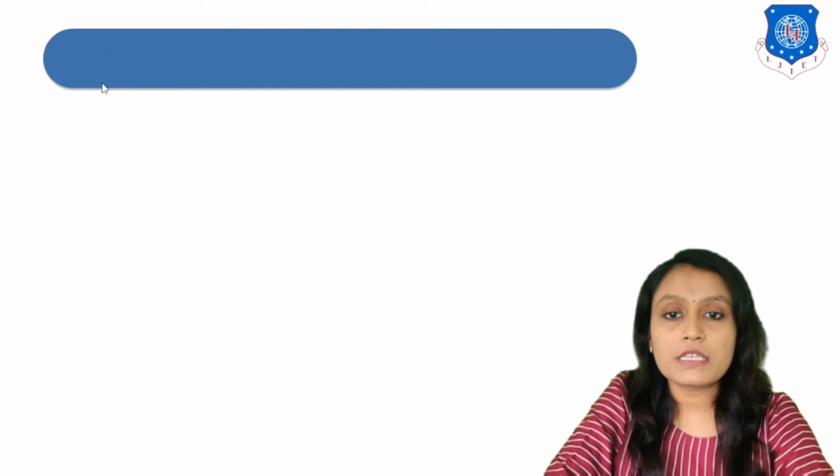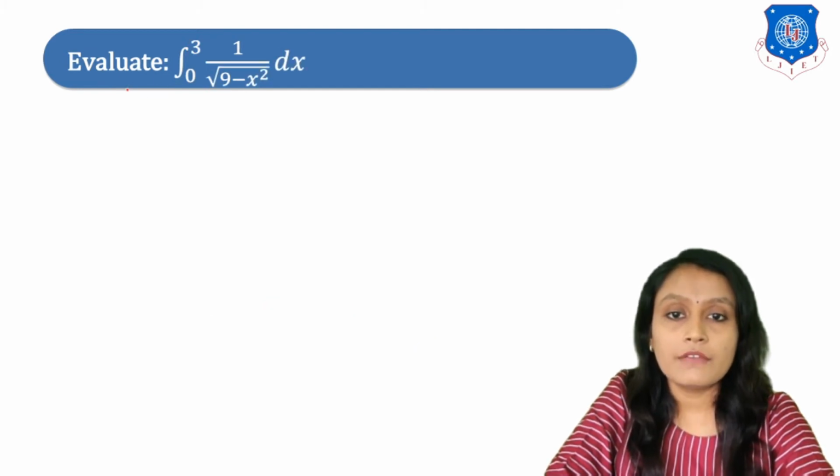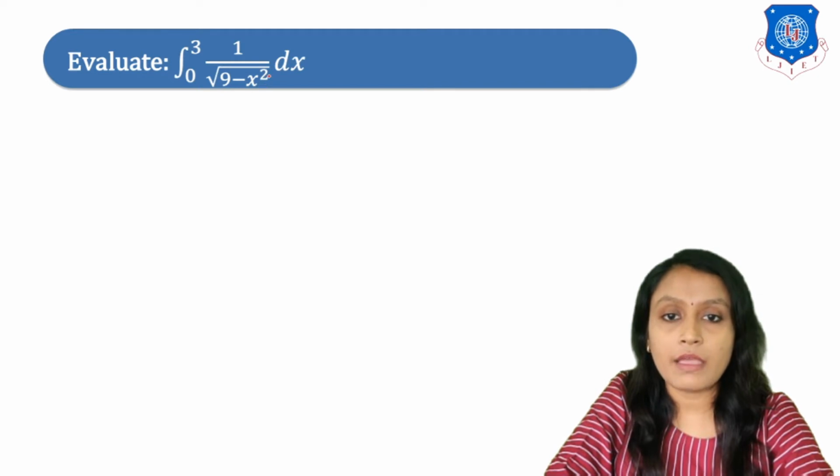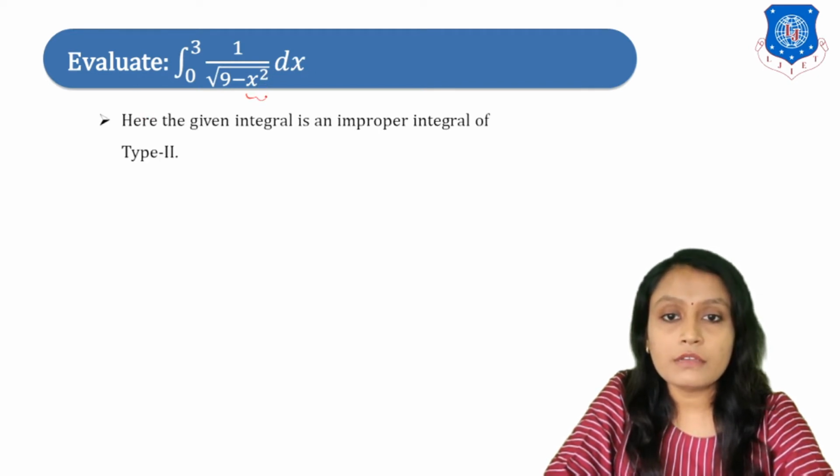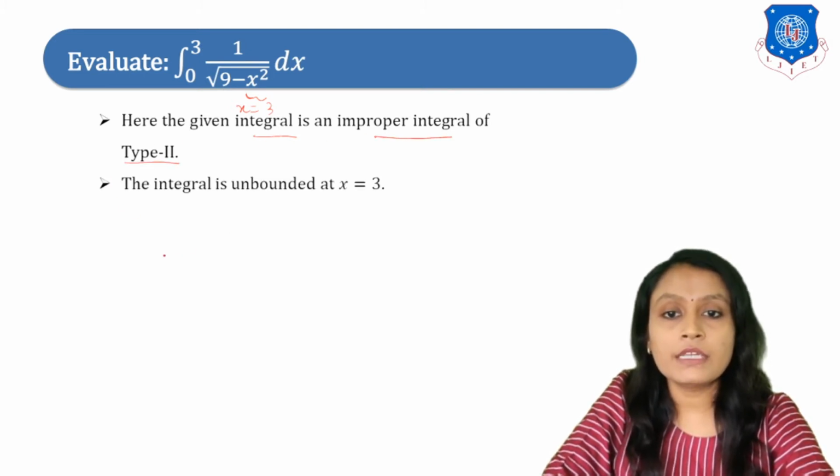Okay, now we will see one more example. Evaluate integration 0 to 3, 1 upon under root 9 minus x square dx. Okay, so if you put x is equal to 3 over here, this denominator will go to 0 and this whole term will go to infinity. Okay, so we can say that this given integral is an improper integral of type 2. Okay, so we will evaluate the integration.